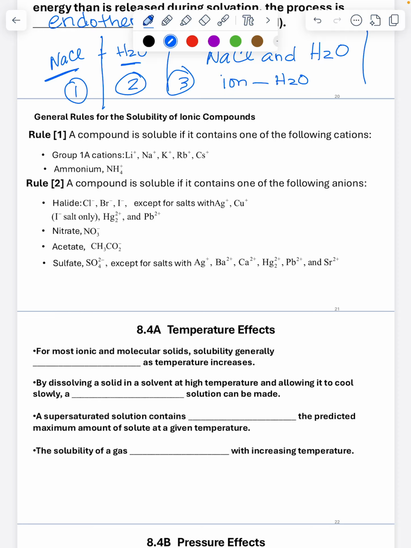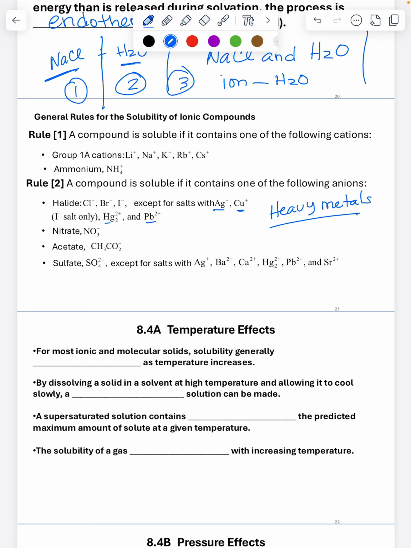If you have an anion from group 17, the halogens, it's going to be soluble with everything, with some exceptions. The main exceptions are silver, mercury, and lead. Here we see also copper is one of the exceptions. Silver, mercury, and lead are what we refer to as the heavy metals. Typically anything with these three is going to be insoluble. There's a few exceptions to that, but for the most part, those are insoluble.